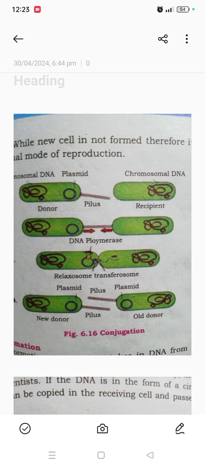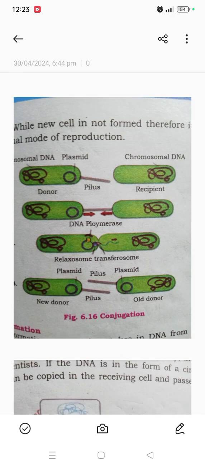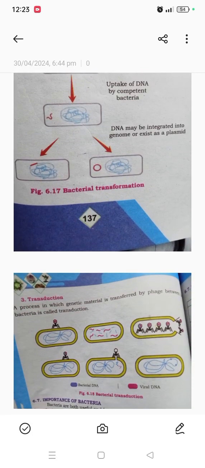This was simply a picture where chromosomal DNA was forming a plasmid. It was transferring through the pilus, which is also called the cytoplasmic bridge. These processes happen, and in the end two different cells, a new donor, would be formed, and the old donor would also be present. So here our topic ends.